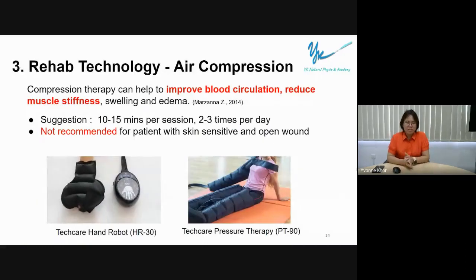Okay, number 3. This is our Techcare machine. Like I just showed you, there are 3 types of stretching: passive stretch, prolonged stretch, and active stretch, which is called strengthening. Okay, these 3. Then how can rehab technology help stroke patients? Okay, this is an air compression.